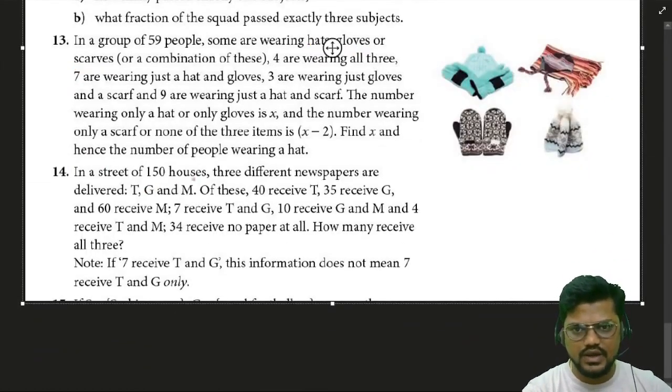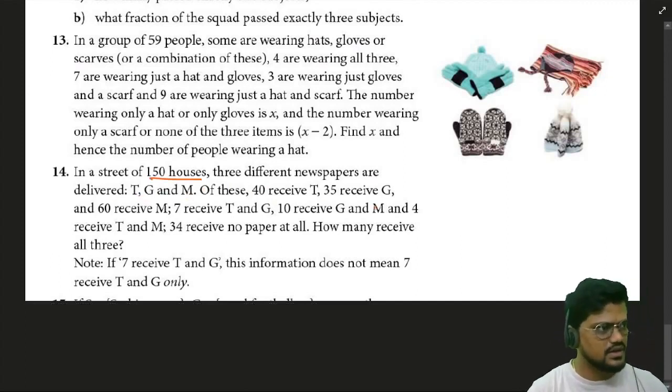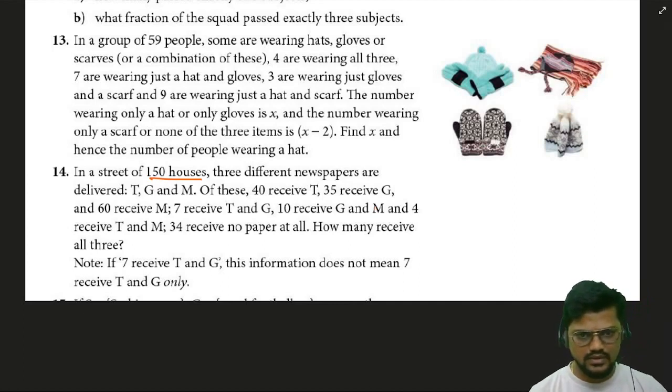In a street of 150 houses, three different newspapers are there: T, G, and M. Of this, 40 receive T. It is the same kind of question: you have to make three circles, make some X values, and then add all of them, which should be equal to the number of the universal set. Fine. Now let's go to the further questions.